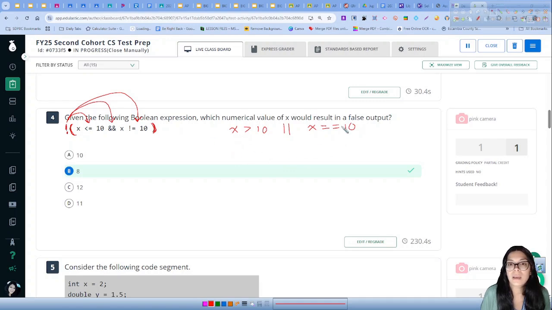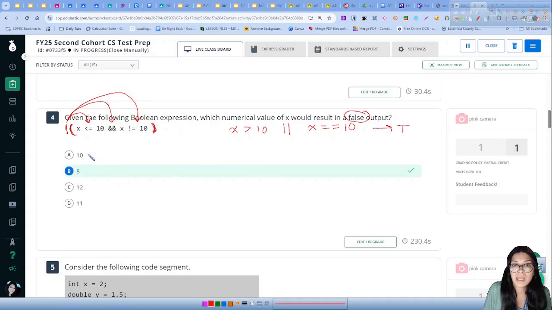So this being true, right, x has to be greater than 10 or x has to be equal to 10, and that would result in a true. The question here is asking which one would result in a false. So this is kind of a tricky question. So if this being correct is a true, then we're looking for the opposite of this.